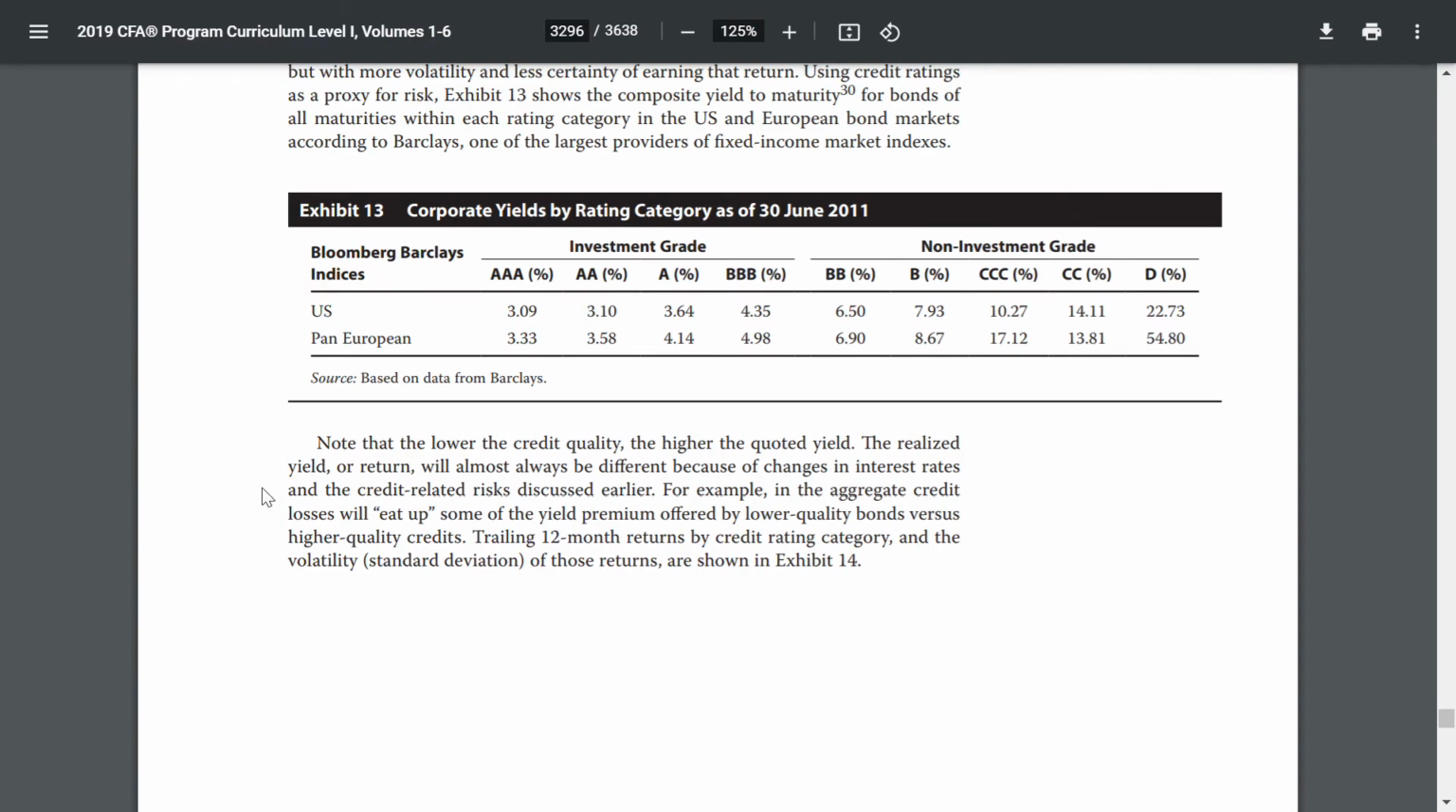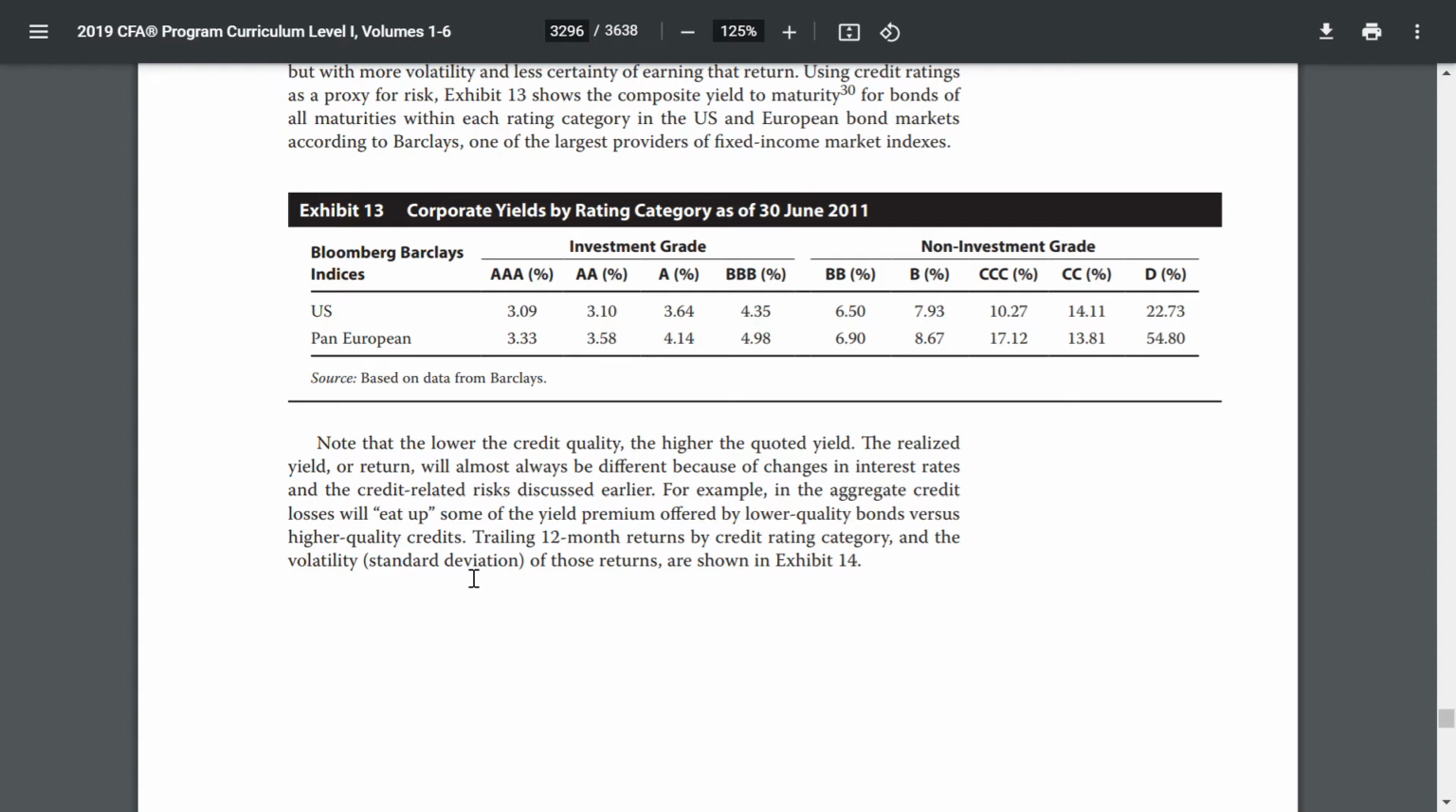Okay, Exhibit 13. Note that the lower the credit quality, the higher the quoted yield. The realized yield or return will almost always be different because of changes in the interest rate and credit rating risk discussed earlier. For example, the aggregate credit loss will eat up some of the yield premiums offered by the lower quality bond versus higher quality credits.